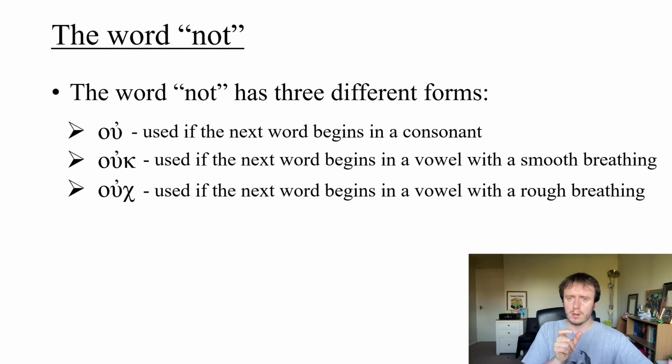So when ouk meets with a word that begins in a vowel with a rough breathing, then that sound spreads onto the kappa and makes it into a chi, and that makes the aspiration exist at the end of one word and the beginning of the next. So it acts as kind of a bridge between the two words. Anyway, we'll see this more when we look at some examples. But please do pause the video and make sure you have noted down these three different forms of the word ou and when each of them is used.